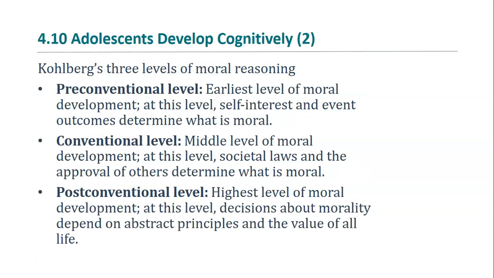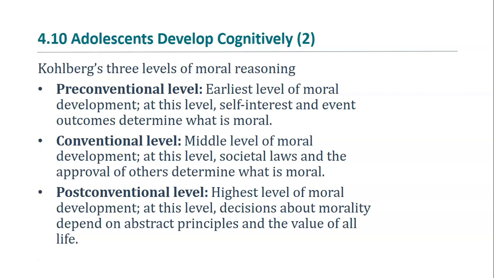Another type of development that occurs across the lifespan is moral development. Much of the work has been based on Lawrence Kohlberg's 3 levels of moral reasoning. In the pre-conventional level, seen in preschoolers, what is right and wrong depends on the outcome. That is, if I get rewarded for this, it's right. If I get punished for it, it's wrong.